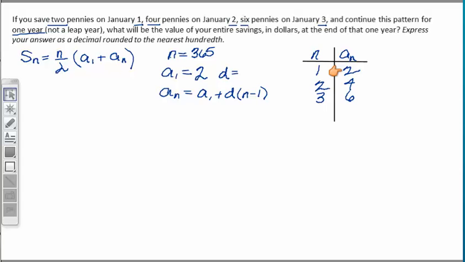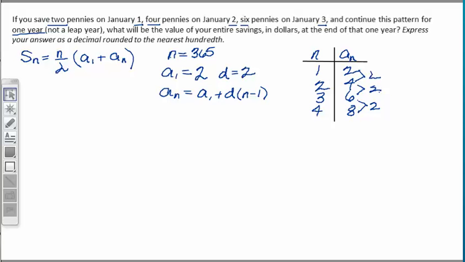Now, the next thing we have to look for is the change in our series, which is d. You're going to look at your series, the A sub n's, and determine what the difference is. You can see everything is going to keep increasing by 2. So by the 4th day, you're saving 8 pennies. That's absolutely correct. Your d, the change in your series, is going to be 2.